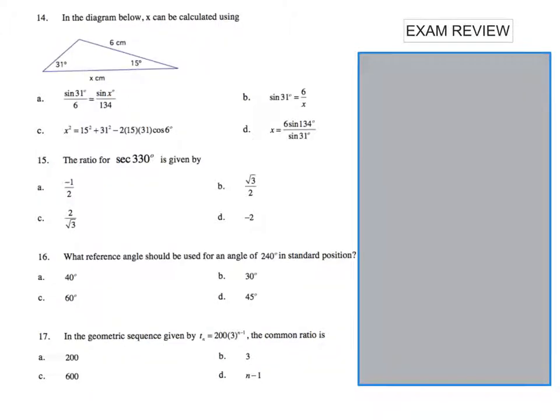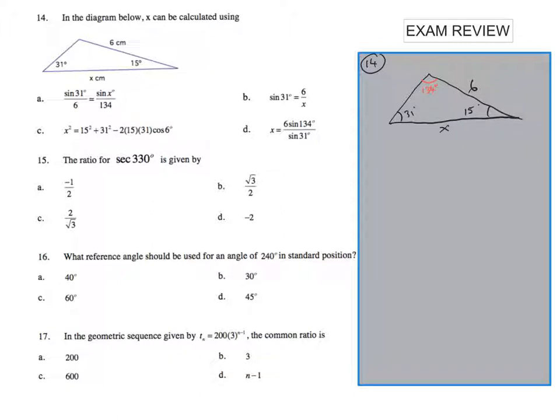So question 14. Just sketch out the diagram. And we've got 6, 31 degrees, and 15 degrees, and we're trying to find x down here. Well, the first thing we've got to do is find the missing angle. We know that 31 plus 15 is 46. Subtract from 180 and we get 134 degrees.